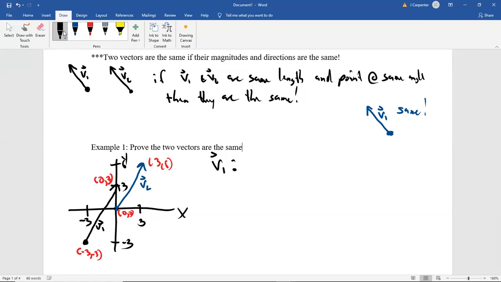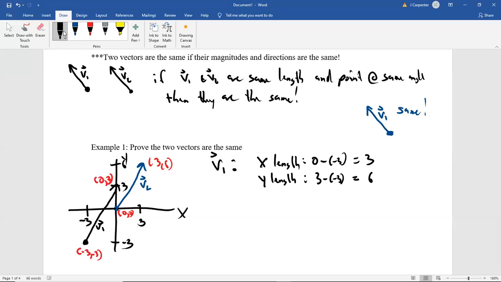For vector 1, we have the x length, how far left or right it moves, as the difference of the x values. This x value is 0, this one is -3, so we're going 0 minus -3, which is 0 plus 3, and that's 3. The y length is the difference of the y's. It ends at 3, it starts at -3, so we're going 3 minus -3, which is 3 plus 3, and that's 6. So this vector means wherever you start, you go right 3 and up 6. That's kind of like the rise and the run in backwards order.